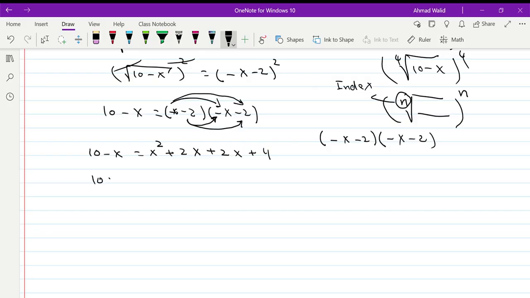Then 10 minus x equals x squared. Combine like terms. 2x and 2x gives you 4x plus 4. Now, everything move to one side and make one side 0. It means subtract 10x from both sides.